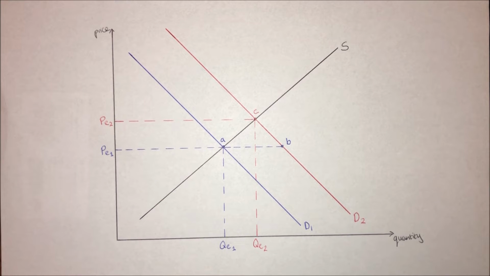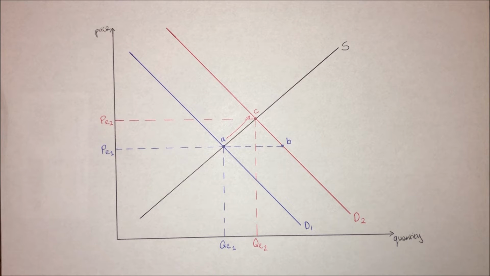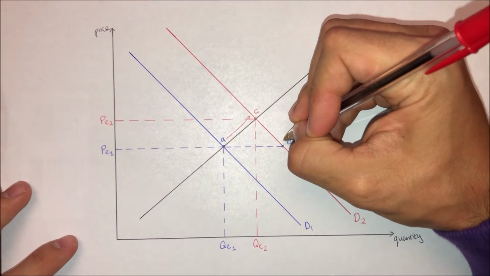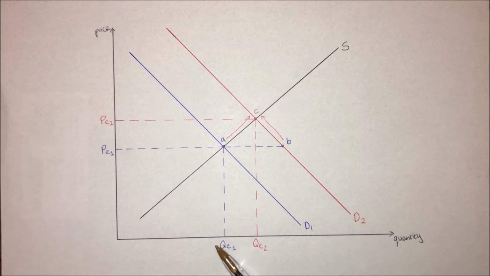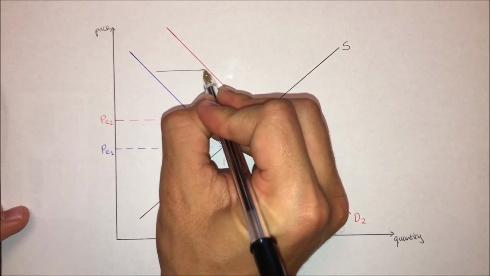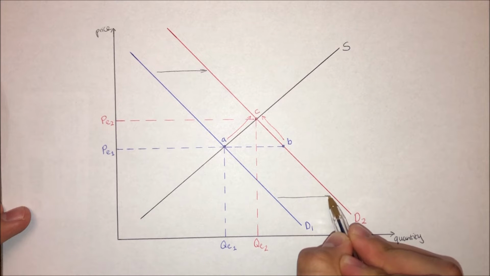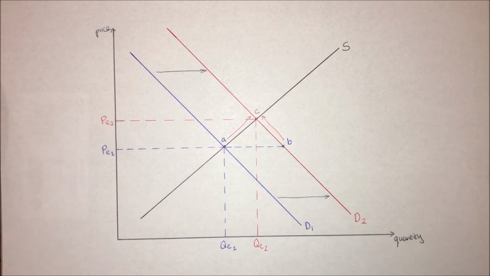So we can see that this has caused a movement along the supply curve from point A to point C. We've also observed a movement along demand curve D2 from point B to point C. We'll draw that in now as well. See then that the equilibrium quantity has now risen from QE1 to QE2. So the overall effect of that rightward shift in the demand curve from D1 to D2, we can see, has been a movement along the supply curve from equilibrium point A here to equilibrium point C.